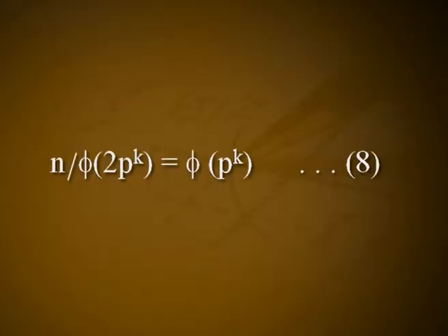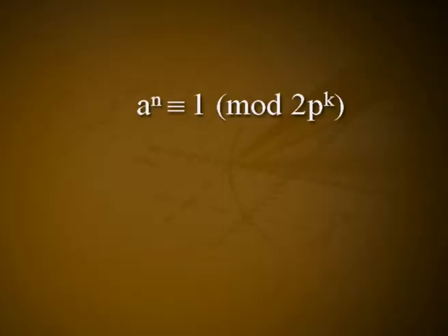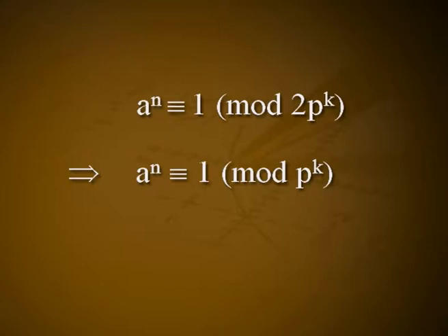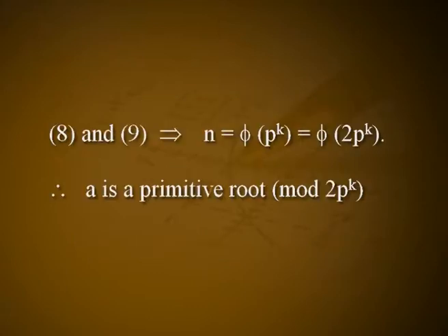Now, n divides phi of 2 into p raised to k, equal to phi of p raised to k. Equation number 8. Also, a is a primitive root mod p raised to k, so phi of p raised to k is the exponent of a mod p raised to k, and a raised to n congruent to 1 mod 2 into p raised to k implies a raised to n congruent to 1 mod p raised to k. Therefore, phi of p raised to k divides n. Equation number 9. Equations 8 and 9 imply n is equal to phi of p raised to k, equal to phi of 2 into p raised to k. Therefore, a is a primitive root mod 2 into p raised to k.